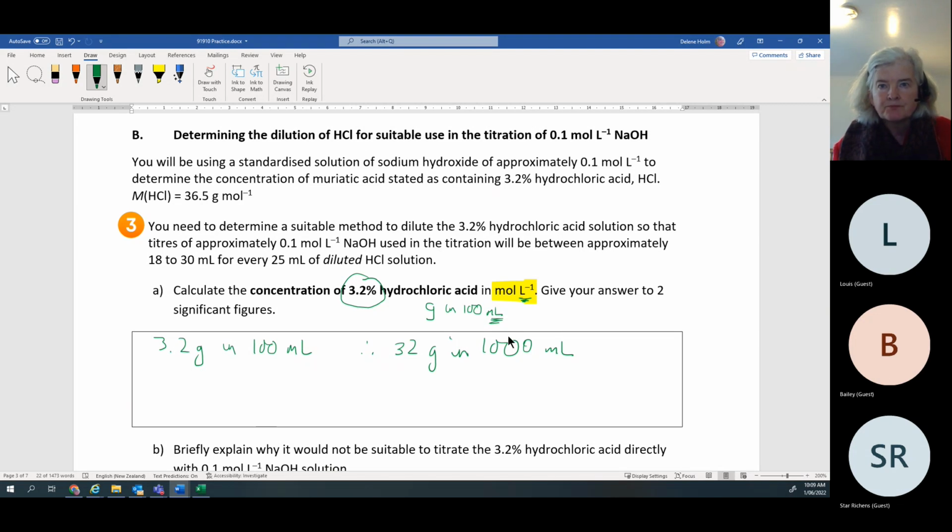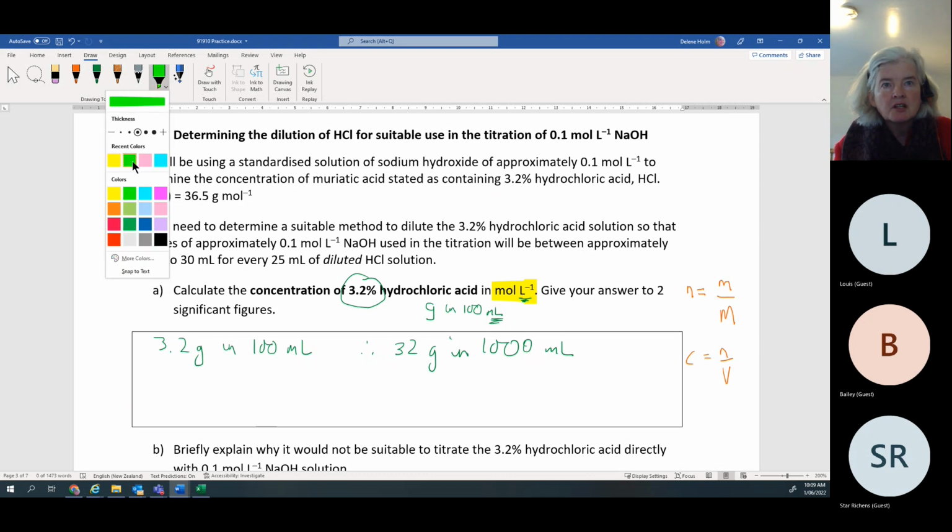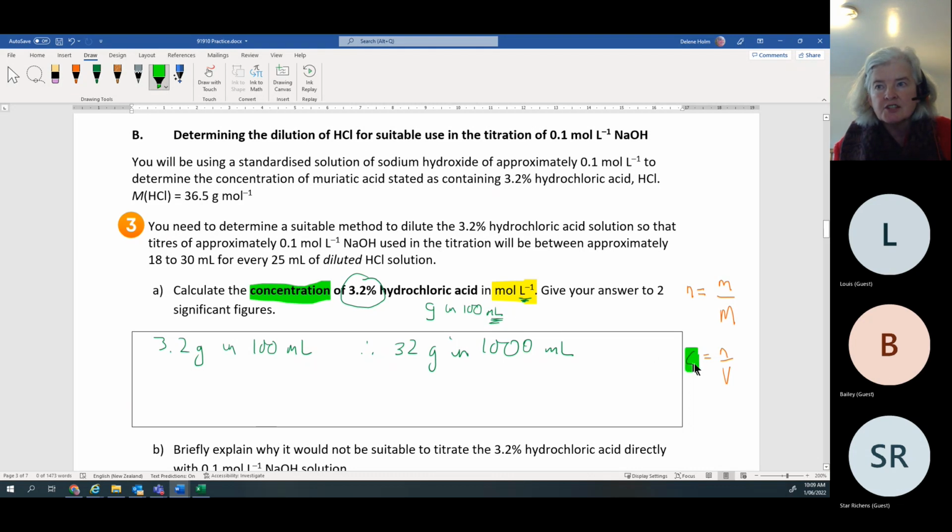If I have 10 times the volume of solution, I'm going to have 10 times the mass dissolved in it. So now that I know m, this is where it's really useful to know the formula, go back and look. n is equal to small m over big M, and C is equal to n over V. So what we want is to calculate the concentration in moles per liter. So this is what we're looking for. And so now you've got to think, what have I been given? I have been given the 3.2, which is the 32 grams.